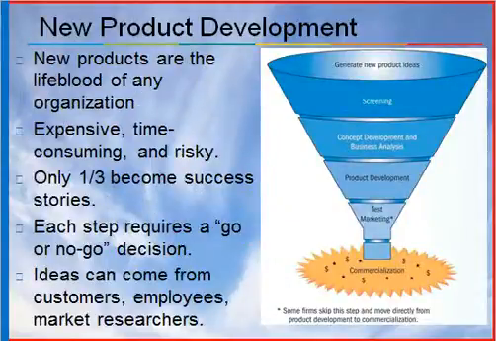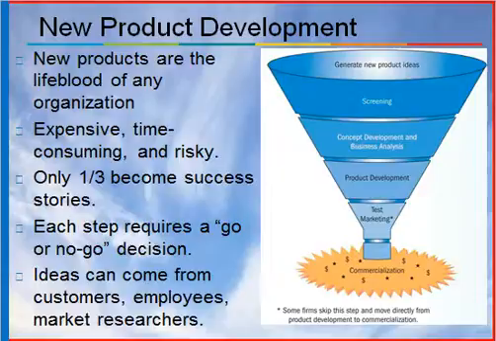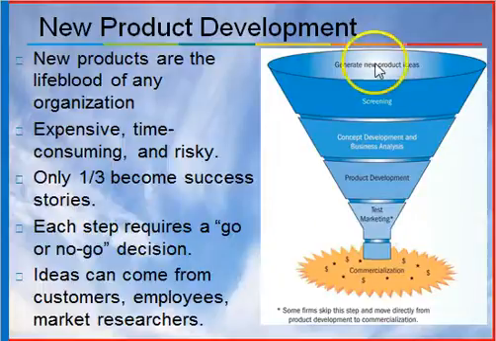New products are the lifeblood of any organization. However, the process is expensive, time-consuming, and can be risky. Only 1/3 of new product ideas become success stories. Each step in this process, shown on this slide, requires a go, no-go decision. We start at the top here by generating new product ideas. These can come from customers, employees, or market researchers. Next, the ideas go through the screening step, where ideas that don't align with the company's objectives or aren't viable because of our company resources are eliminated.